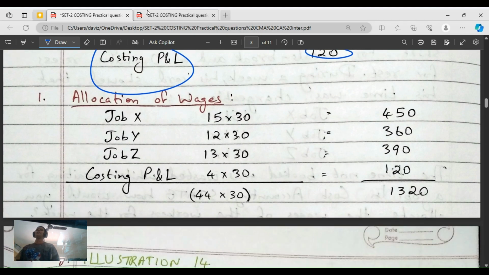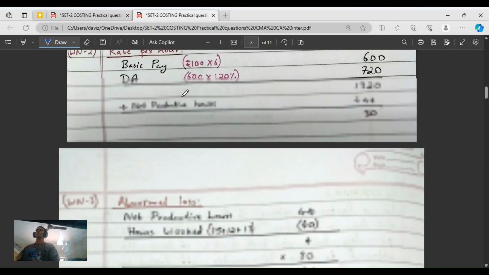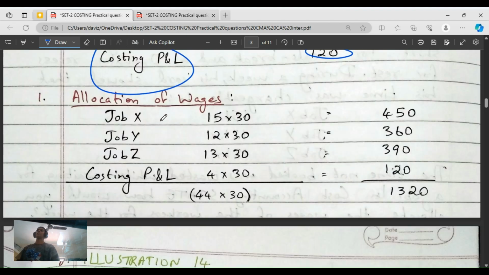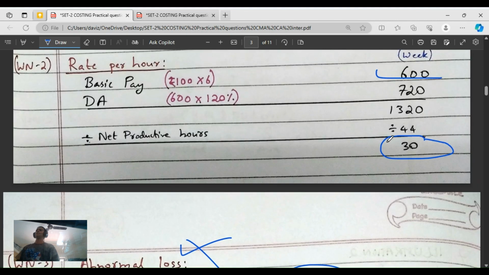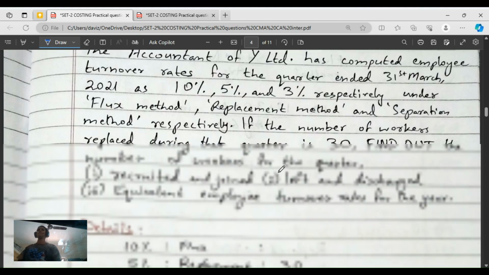So now the answer, the allocation of wages. Job X, 15 hours. We found the rate per hour is rupees 30. So for job X, 15 hours into 30, 450. For job Y, 12 hours into 30, 360. For job Z, 13 into 30, 390. Then the abnormal loss is 4 hours into 30, 120. So total 44 hours, 1,320. Next question.